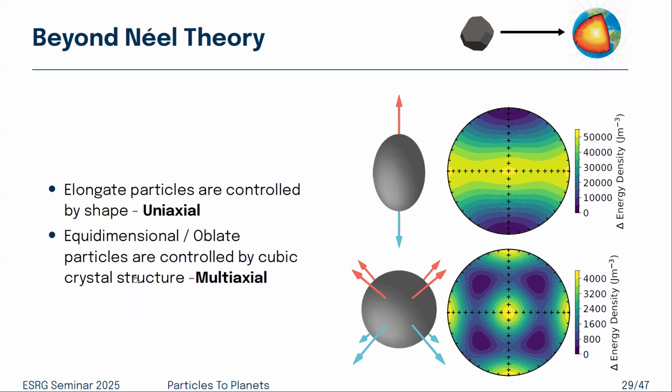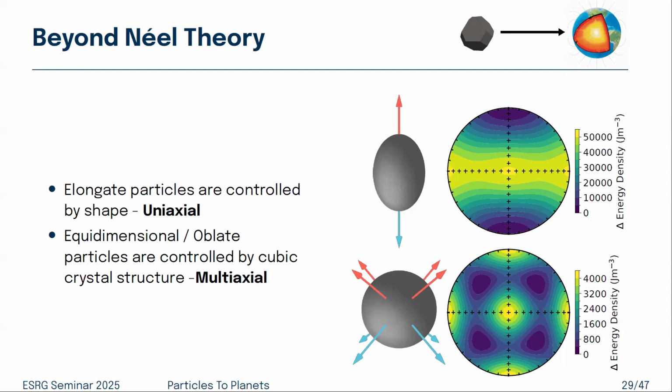If you have a particle that's got no kind of shape difference, it's just a sphere, what ends up happening is that your minimum energy is controlled by the cubic crystal structure of the particle, right? So these magnetite and titanomagnetites are in the cubic system. That has an energy that basically wants to be magnetized along the corners of a cube. And so you end up with 8 different states. Okay. So you can do this, you can generalize this theory.